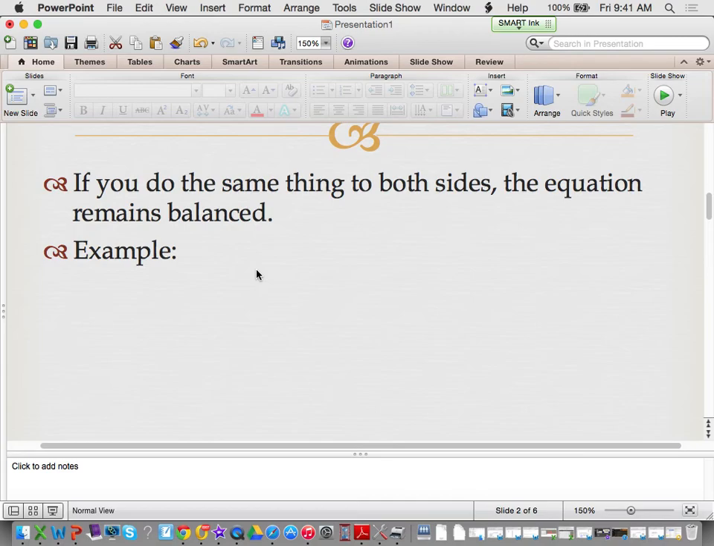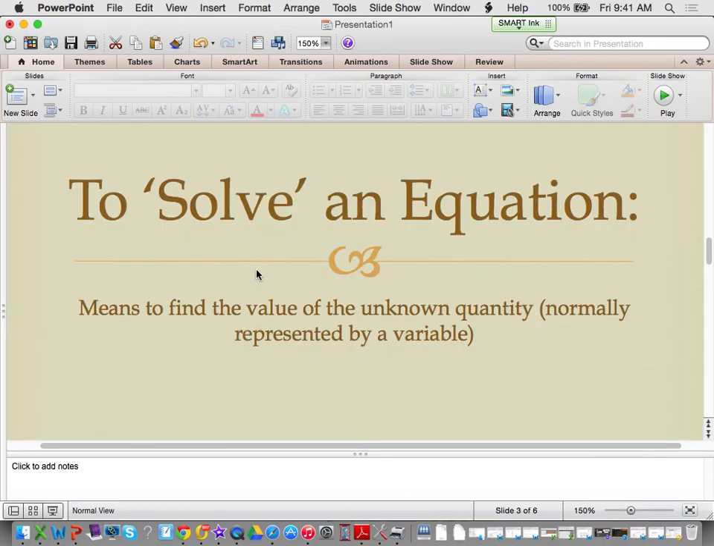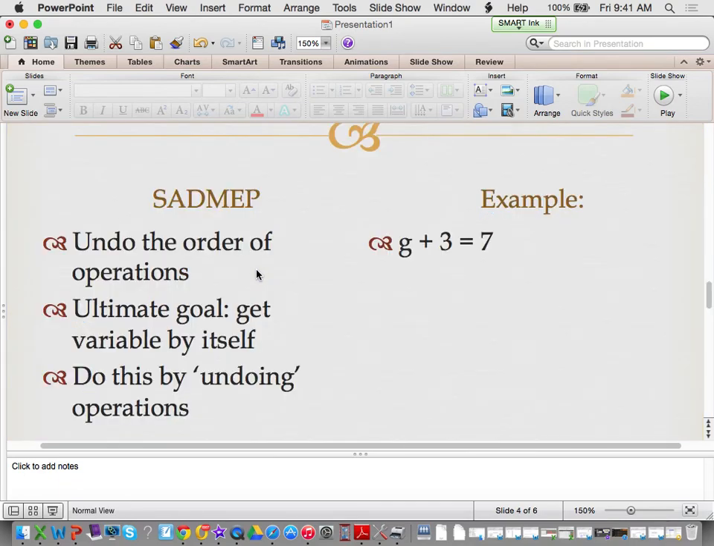Okay, so to solve an equation, this means that we're going to find the value of the unknown quantity. Normally it's represented by a variable. We're going to find the value of the variable. That's what we mean when we're going to solve an equation. Now, an expression we would simplify, because in an expression we would end up with some unknowns, c plus 5. That might be an answer. But in an equation, we're going to have a definite answer, sometimes more than one answer.